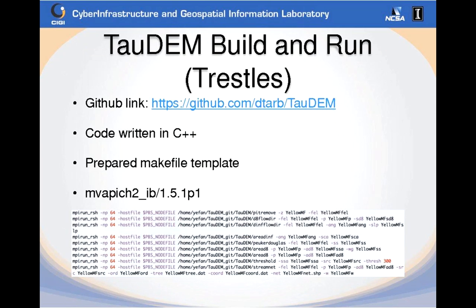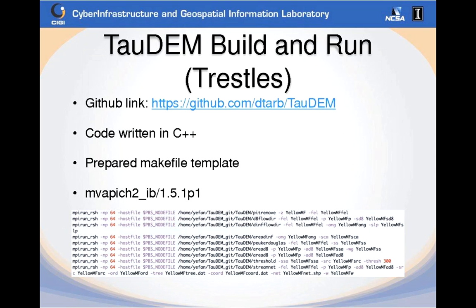Here we use the stream network and sub-watershed workflow. The reason we chose it is, first, it covers the most important modules in the whole TauDEM suite. It also includes some I/O intensive functions like PitRemove, and some computation intensive procedures like the flow direction and the infinite flow direction. The workflow looks like this. Later I will translate it into the actual script we used to run on Trestles and Stampede.